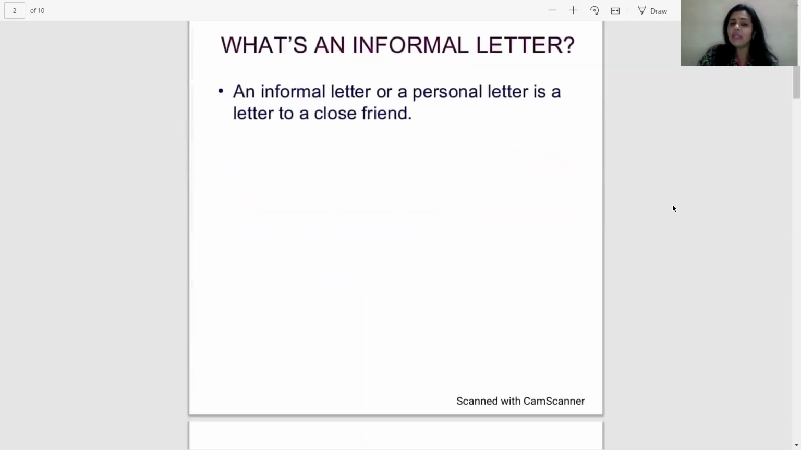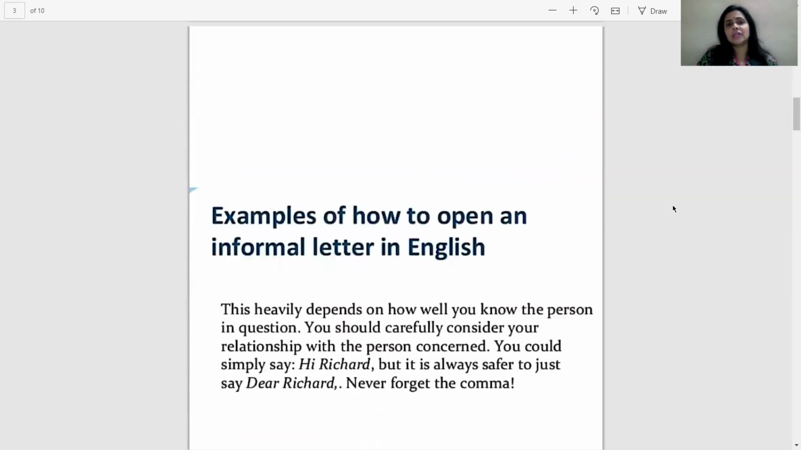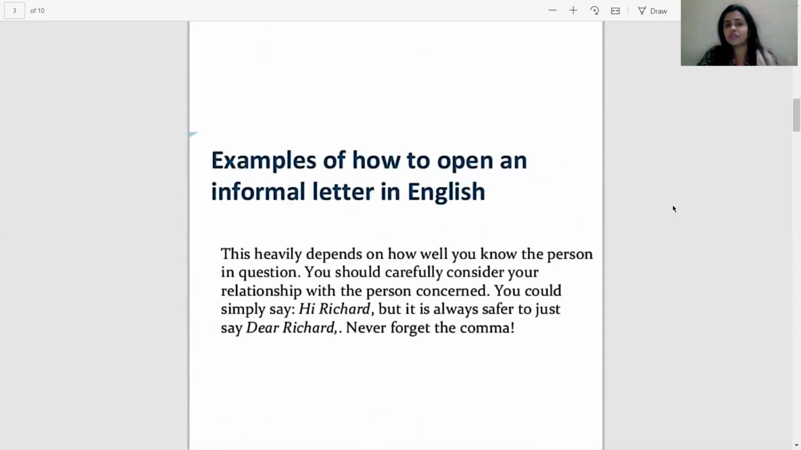Now, as every writing skill has some highlights, points to remember, salient features, and a format, the informal letter also possesses these, right? So, examples of how to open an informal letter in English.